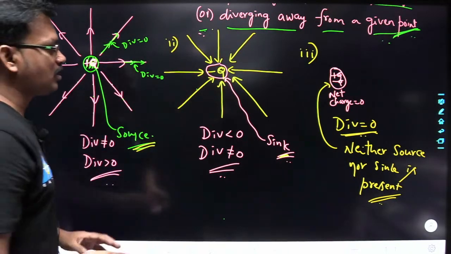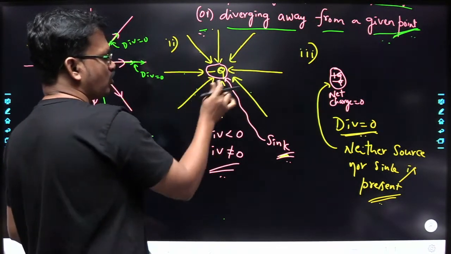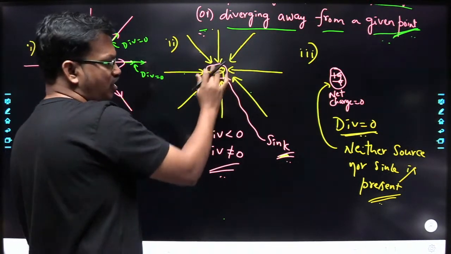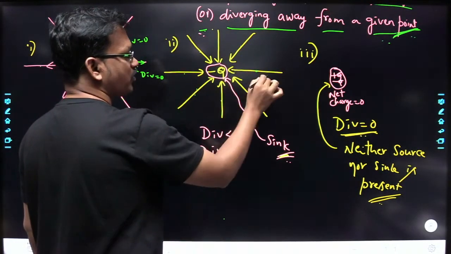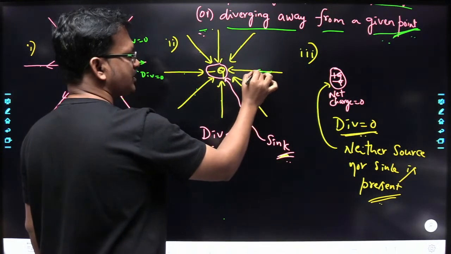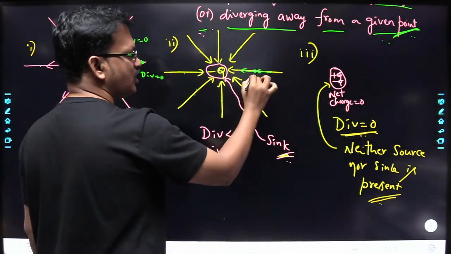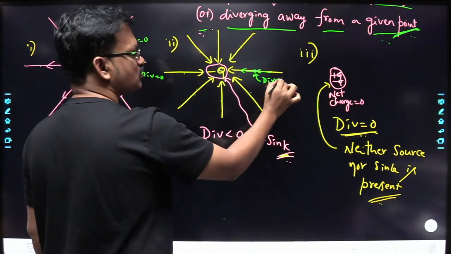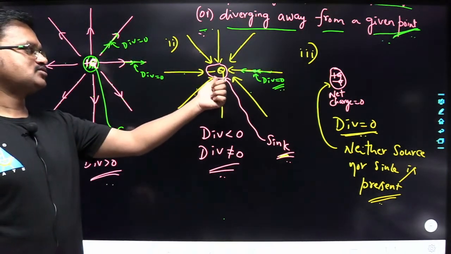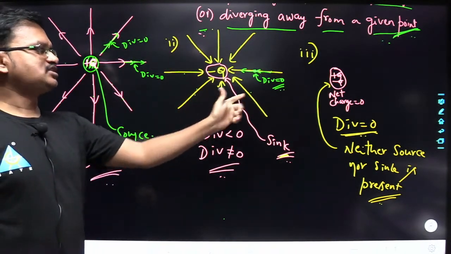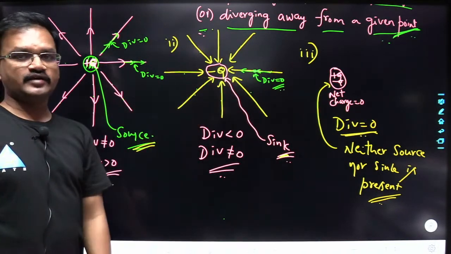Now coming to this one, whatever the point you can take, other than the location of sink, other than the location of minus q, what you are going to get? Consider this point. Here whatever the field that is entering, the same field is leaving from this point. So at this location also divergence is equal to what? Divergence is equal to 0. So except at the location of minus q, at each and every point other than minus q location, you are going to get divergence is equal to what?